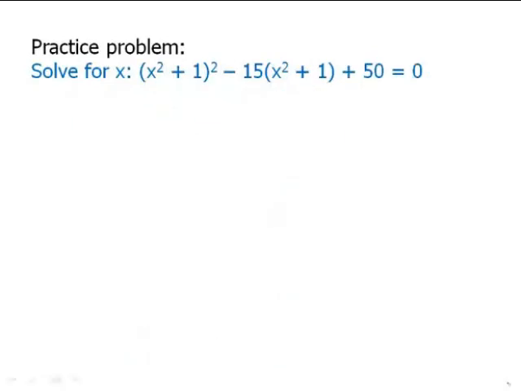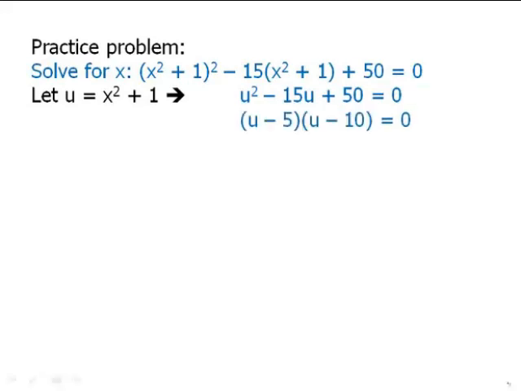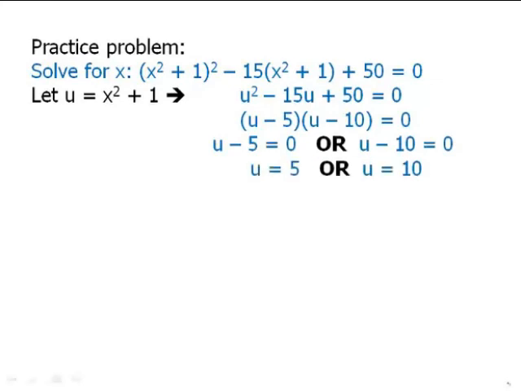Here's another practice problem. Pause the video and think about how you would solve this. Okay, much in the same way, let u equal x squared plus 1, because that's the thing that appears twice. Then that entire equation becomes u squared minus 15u plus 50 equals 0. Very easy to factor, (u minus 5)(u minus 10). And this means that u equals 5 or u equals 10.